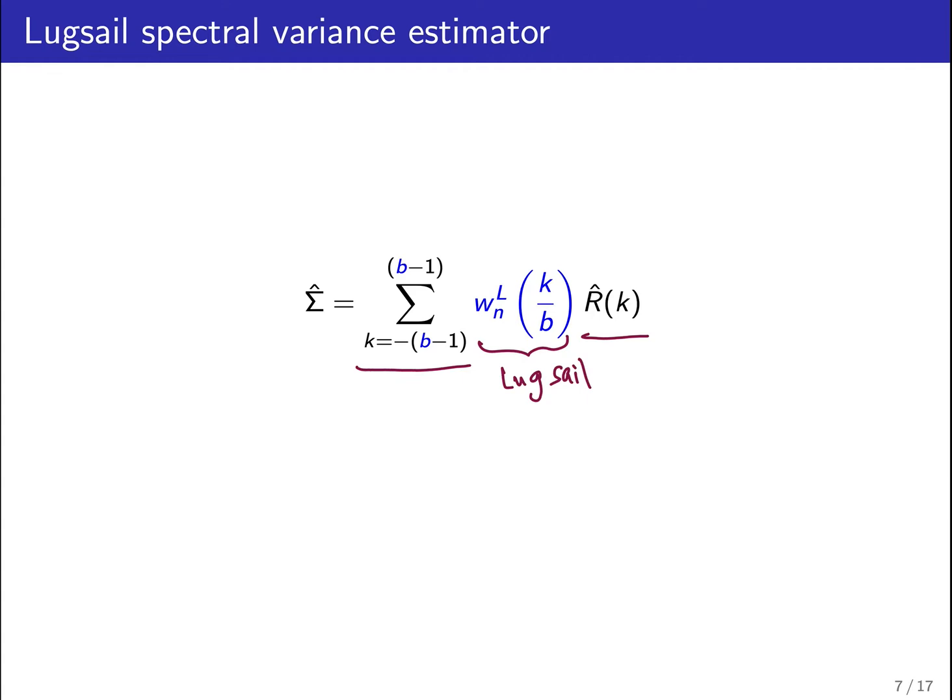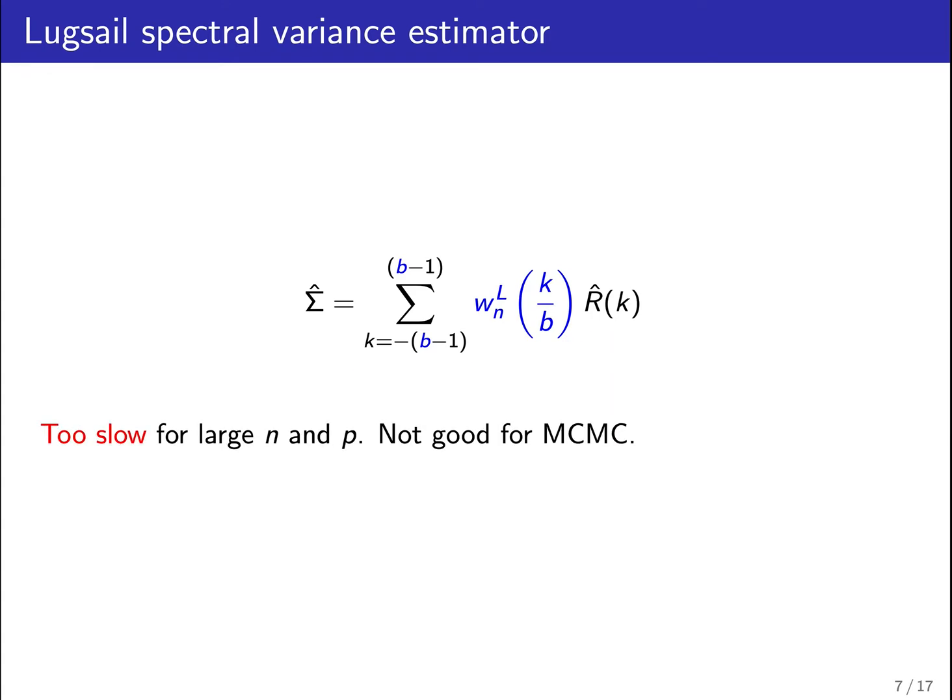And I can go on to talk about that further, but there's a little bit of a problem. It's actually just too slow for large n and p. And this is not just a problem with lug-sale spectral variance estimators, but just the class of spectral variance estimators in general. So it's actually not very good for MCMC, where a typical size of MCMC output can be in hundreds of thousands up to millions, and p could also very easily be high dimensional.